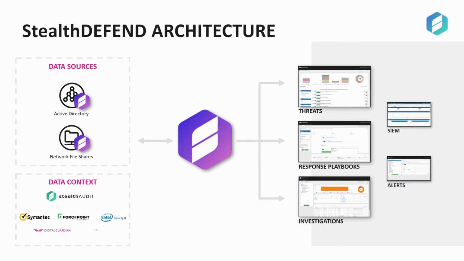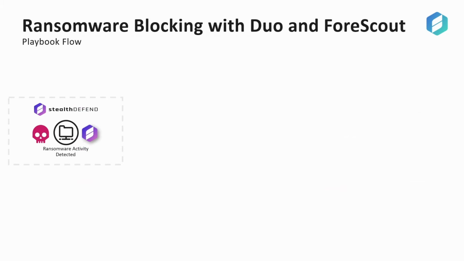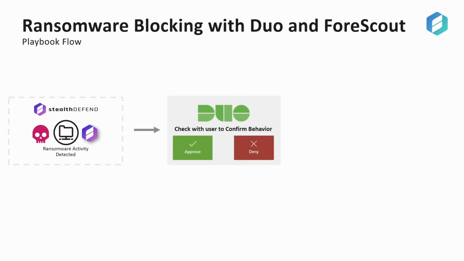Once the ransomware activity has been detected on the file server, StealthDEFEND will generate a threat and initiate a threat response playbook. The first step in our playbook utilizes Duo, and what we're going to do here is send the perpetrator an authentication push request on their mobile device. This provides a MFA prompt on their device, and basically they will have two choices. They can either approve or confirm that the activity is non-threatening. They can also deny and report the activity as fraudulent.